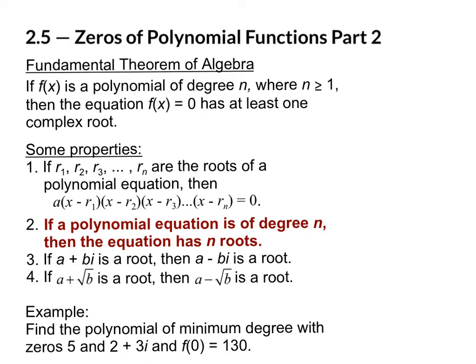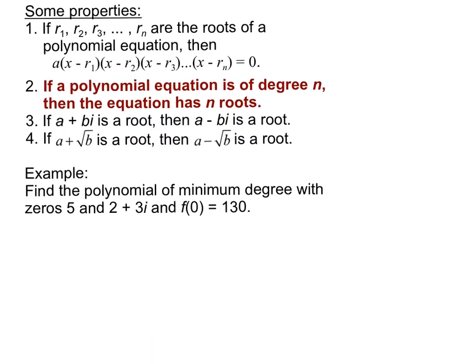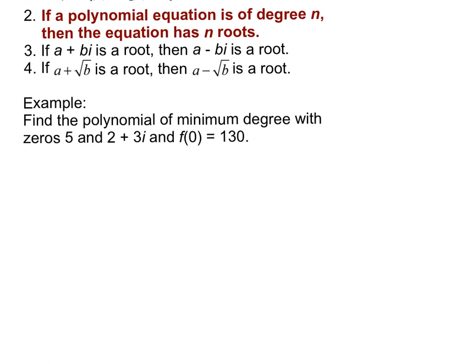The best way to really see how this all unfolds is to just dive right into an example. So let's look at an example here. This example says, find the polynomial of minimum degree with zeros 5 and 2 plus 3i, and f of 0 equals 130. So the first thing we're going to do is take this 5, which tells us that x minus 5 is a factor. Then we take this 2 plus 3i, which tells us that x minus (2 plus 3i) is a factor.